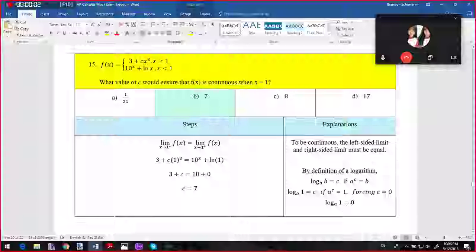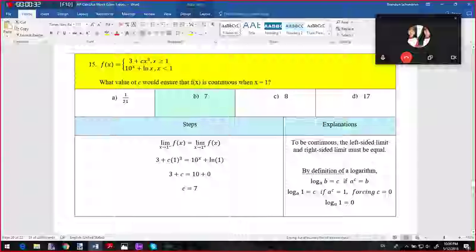y value when you plug in the x value. Awesome. Okay, so we have to have a general limit, and when we plug it in, it has to be the same. So for this one, I've got two different limits from the left and the right. If I plug in x equals 1, then I get this for the left and this one for the right. So when I set them equal to each other, I've got c equals 7. So that's the only value that will make this continuous.